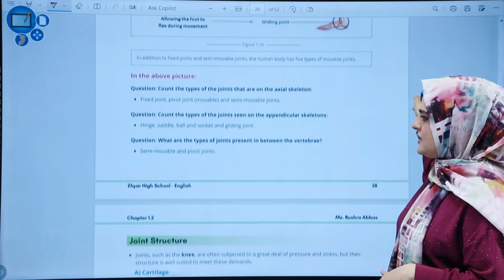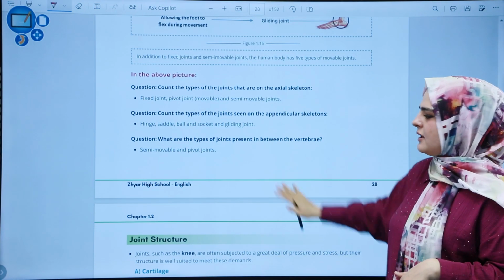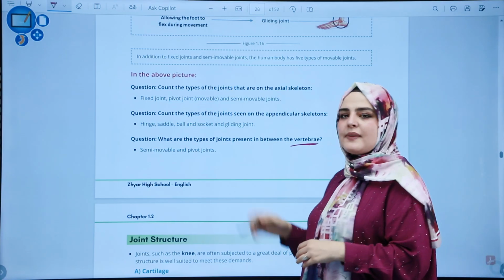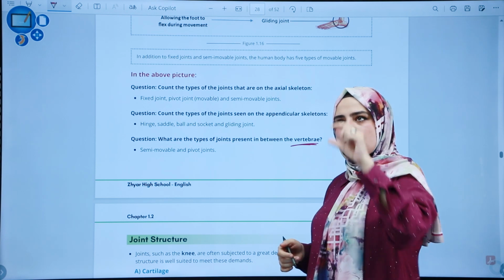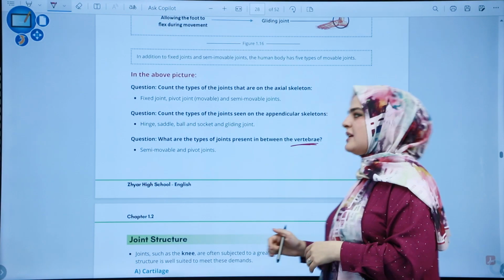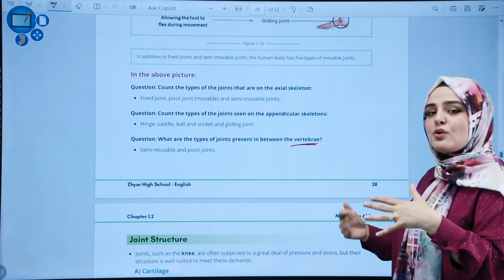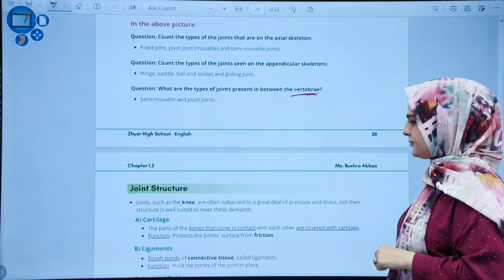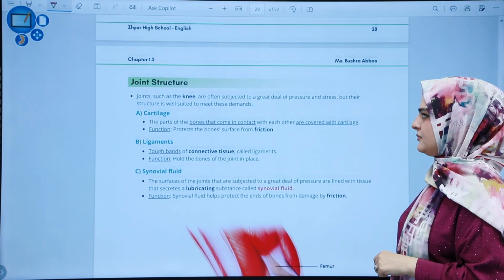There are these questions here. You can look at them. I've written everything here, and I specified about the vertebrae. What can you find on the vertebrae? Remember, the top 2 are the pivot, and the rest of the vertebrae is actually semi-movable, which is 2 types, movable and semi-movable. Okay.